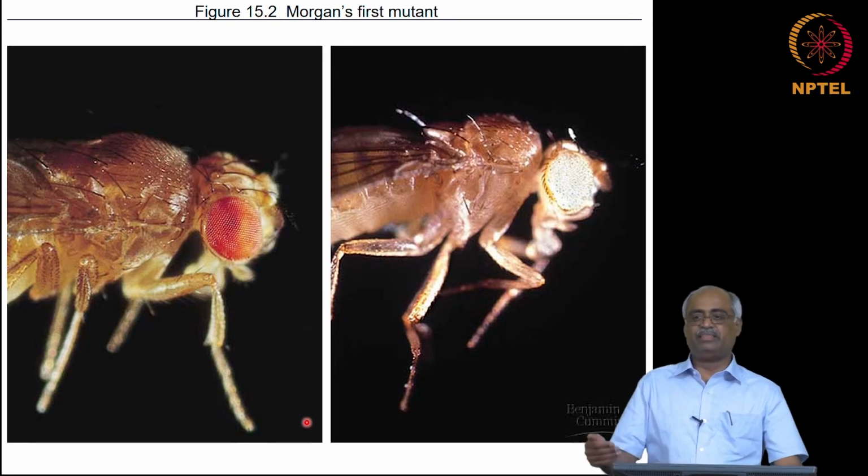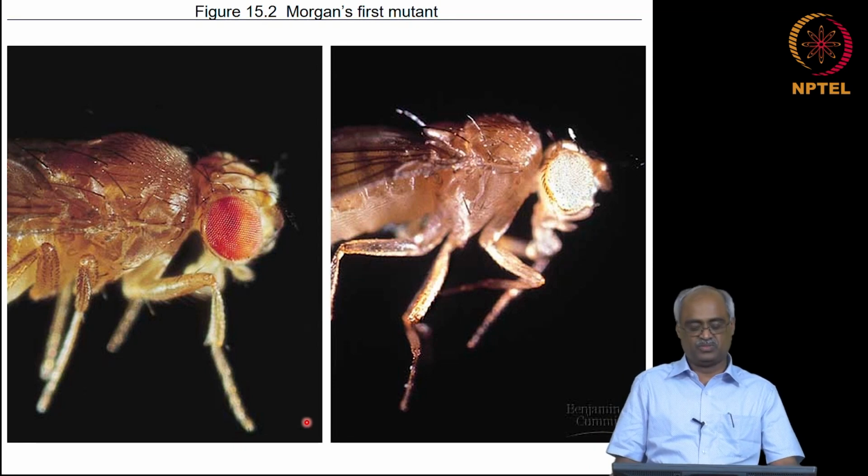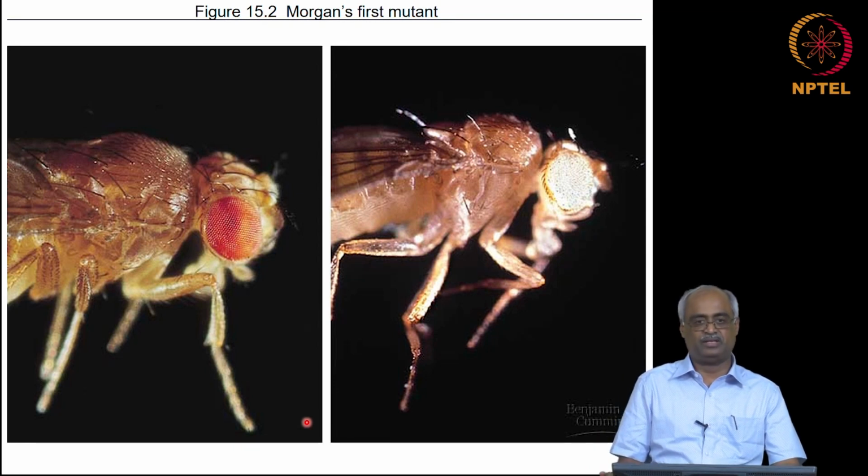So there is another evidence that conclusively proved that genes are on chromosomes, that came from Morgan's work. So I think I mentioned this earlier, right, while talking about preformation and epigenesis.